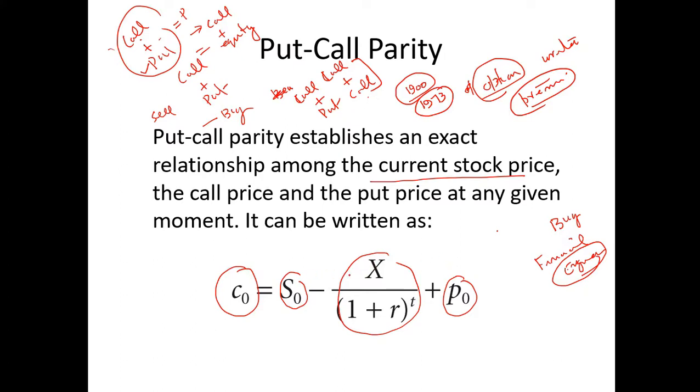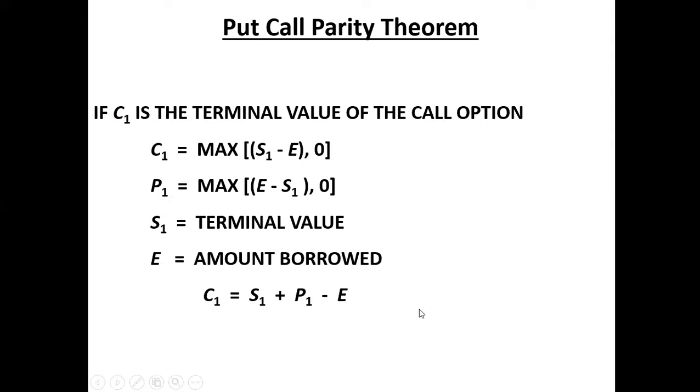If you know the put option price, the stock price, and the present value of the strike price, then you can find out the call price. Let us see how it works. This does not require any explicit formula. For example, the call price is equal to the terminal value of the stock price, plus the final put option payoff, minus the exercise price, the amount which you have borrowed. Now let us see how it works.